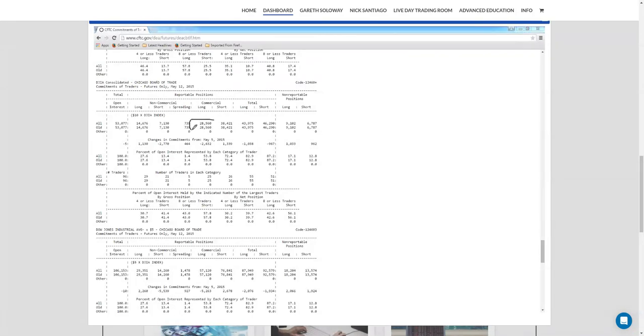Here you can see, now is there a big difference between 28,000 and 38,000? It's 10,000. It's a fair amount. They did remove some of the longs here, so that's telling us the market could be a little bit vulnerable. Now, you can get a lot of mixed messages, all right?